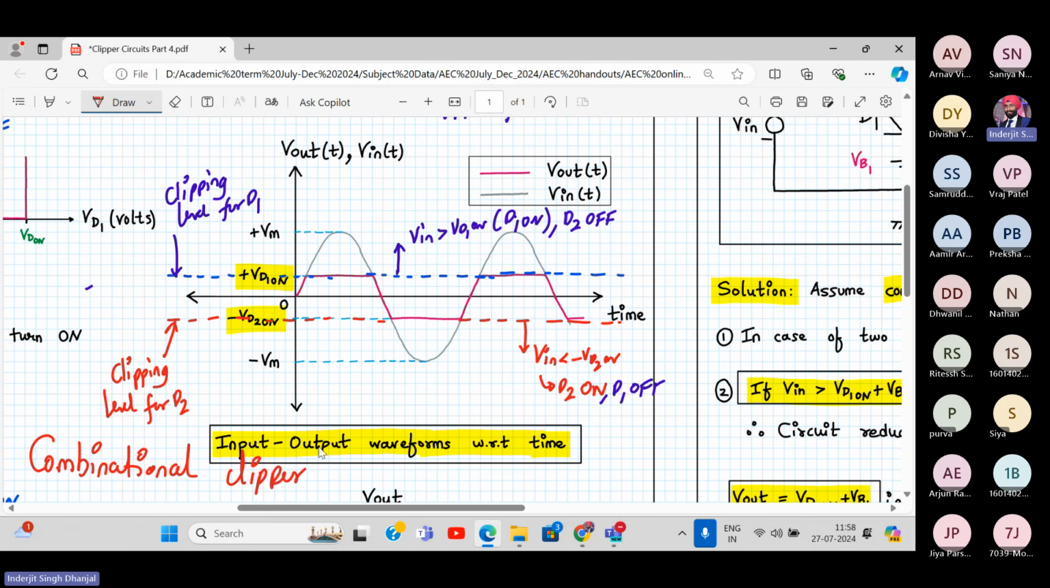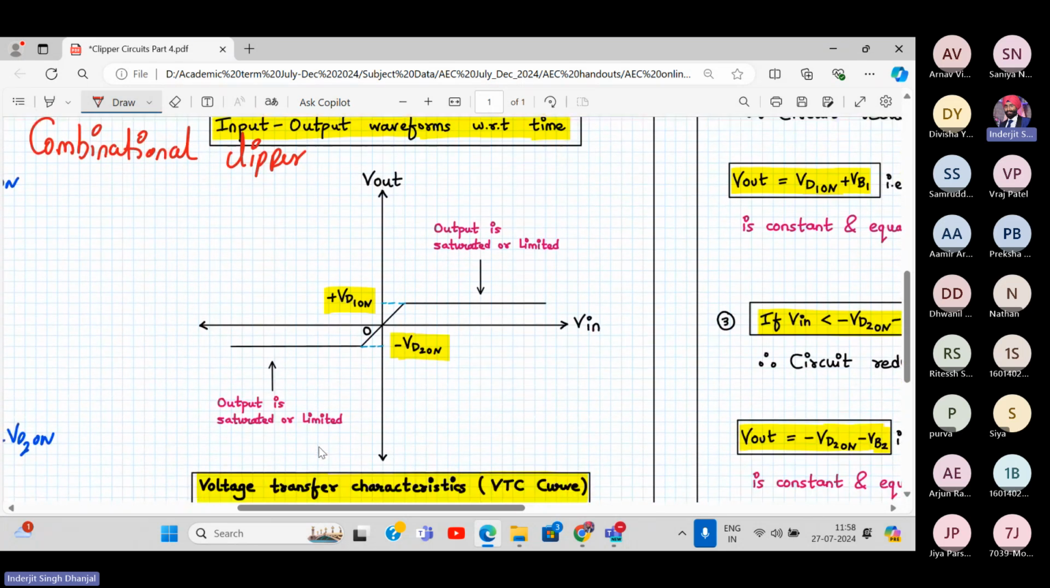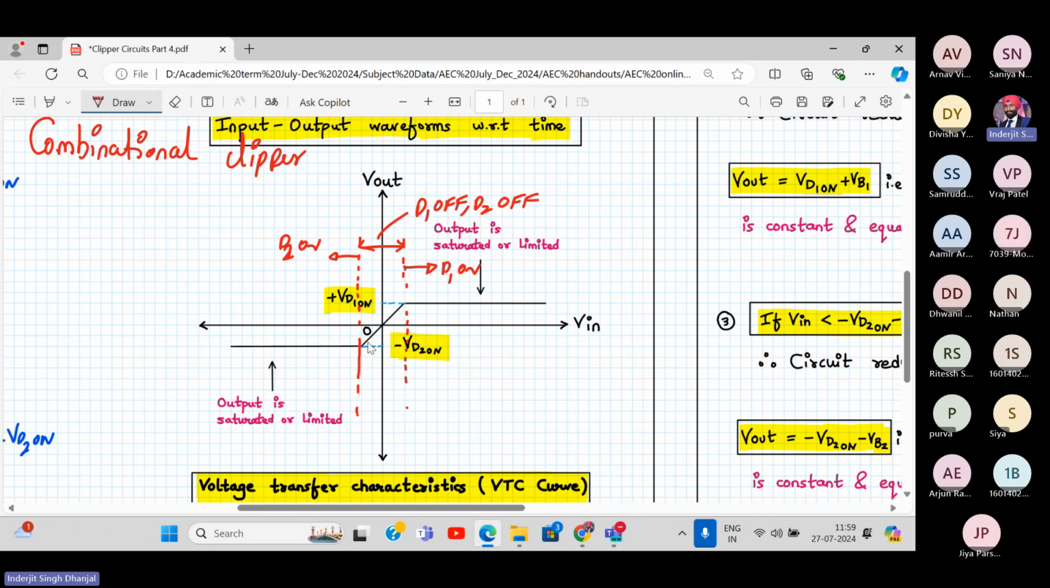Combinational clipper circuit. Now, how will my input voltage transfer characteristics be? See over here, I have two levels, as I've already told you. Here it is, level number 1. Input level I want to plot now. This is the first level, this is the second level. Over here my D1 is on. Over here my D2 is on. And in between these two, D1 is off, D2 is off. So in between these two, when both the diodes are off, output follows the input and we have a straight line passing through the origin.